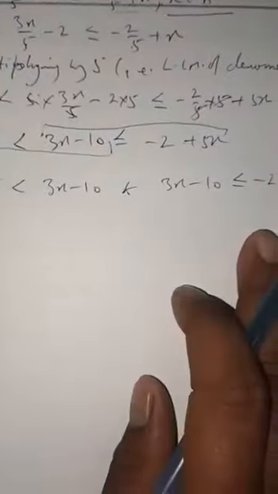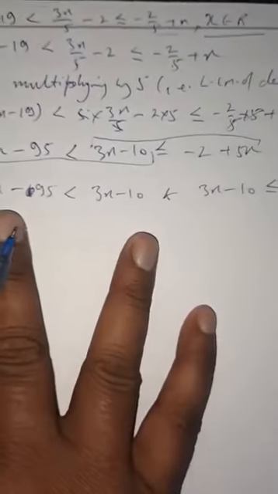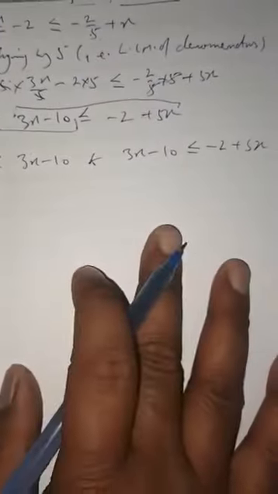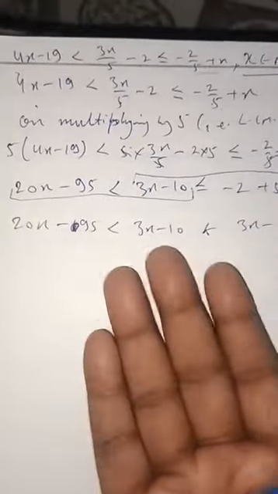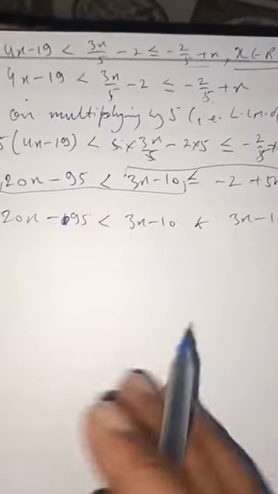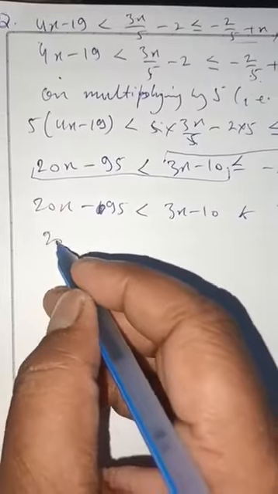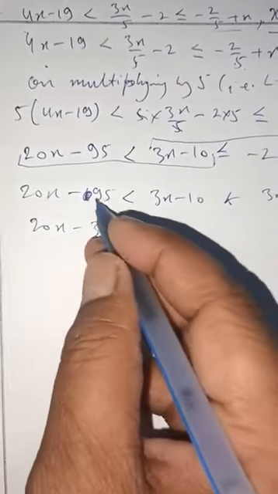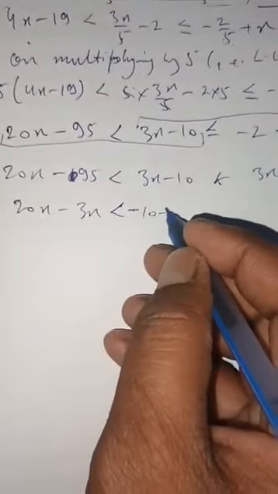Now either solve them simultaneously or one by one, you can do that. I am solving them simultaneously, but you should keep in mind that x should always be positive. Don't make x negative. You should change the sides of x in such a way that x will always remain positive. So I am taking this 3x to this side, so I'll get 20x minus 3x, and 95 to this side is lesser than minus 10 plus 95.